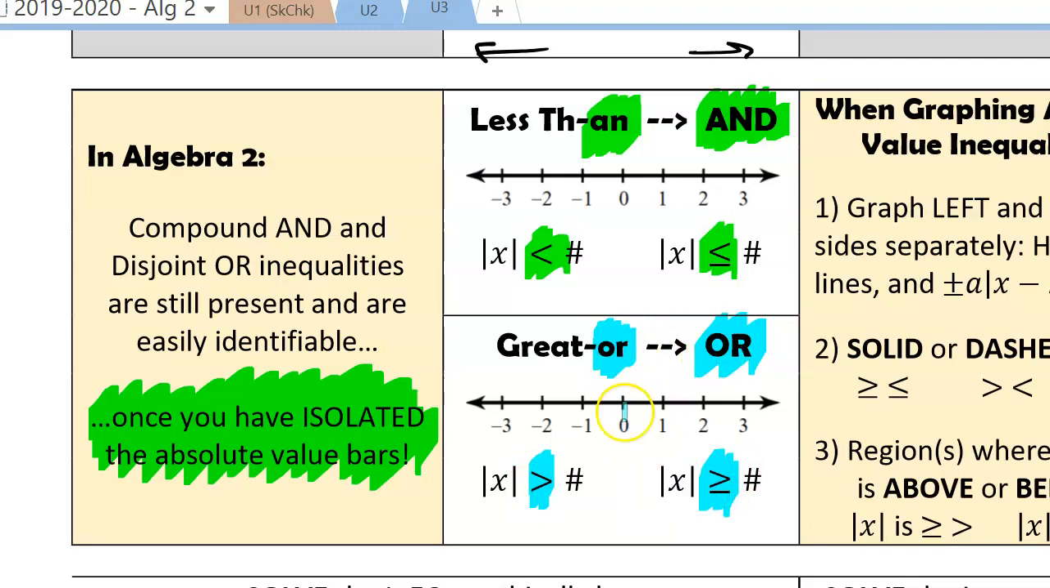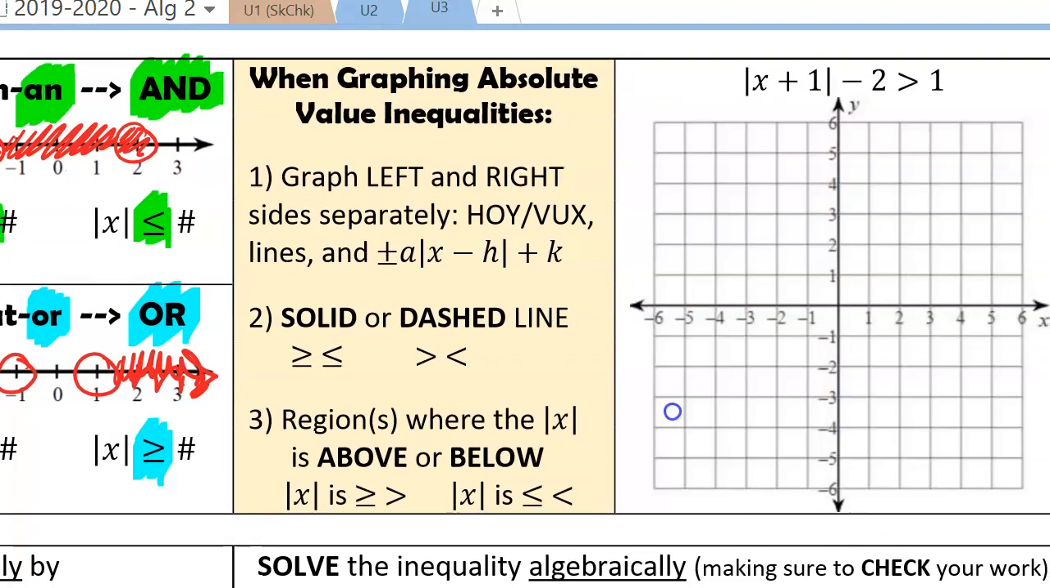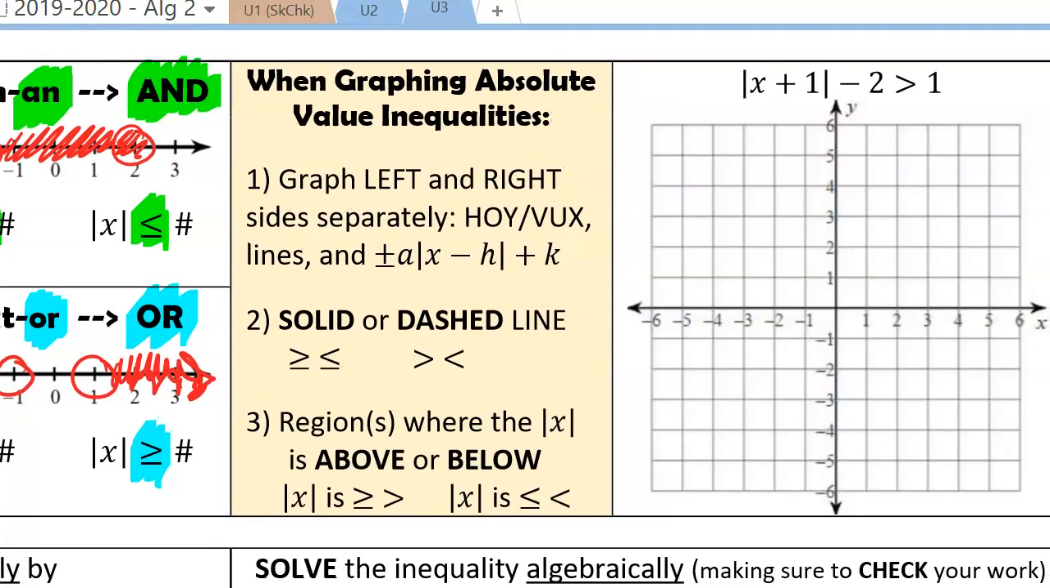In this case, we're going to have a disjoint. This one would be and. Meaning with less than, if I have absolute value less than or equal to, our solution should be facing each other, should be stuck between two regions. If the absolute value is greater than or equal to, we should have an or, and the solution should be facing out.